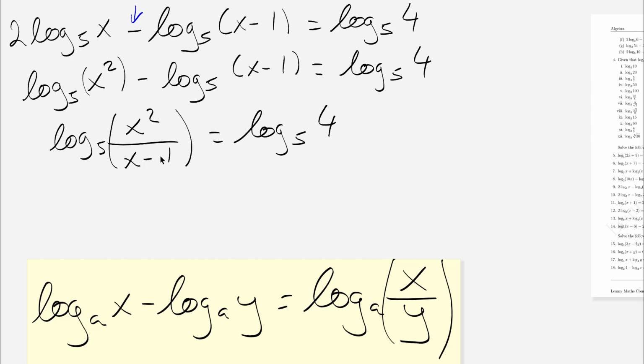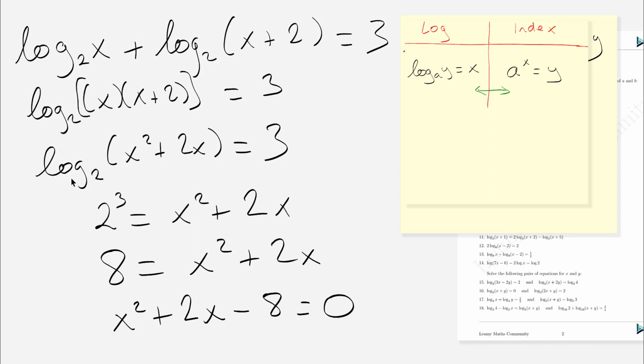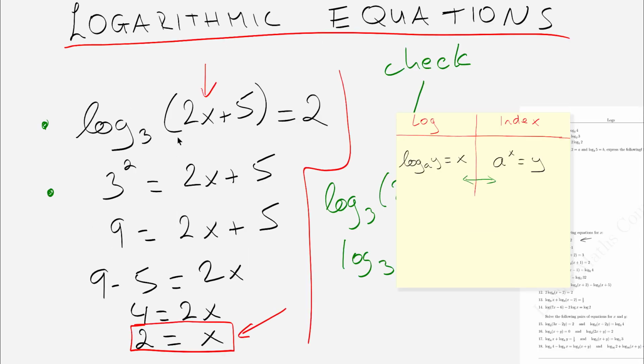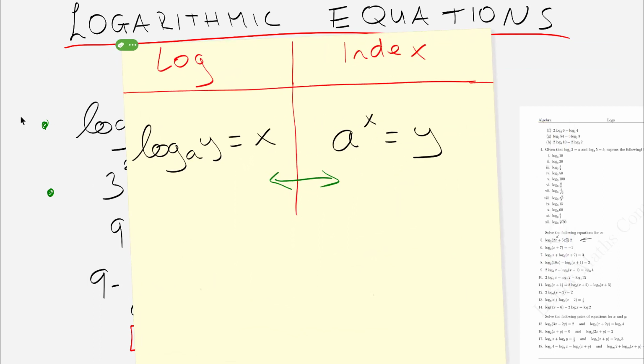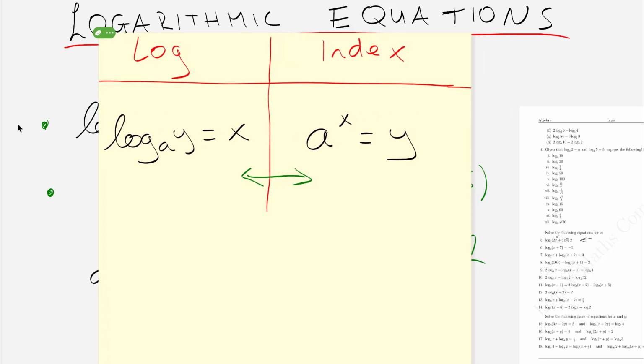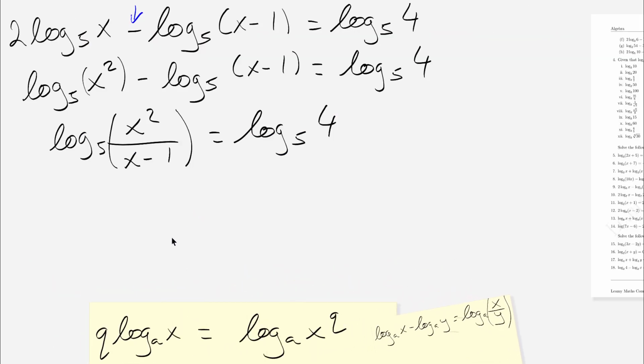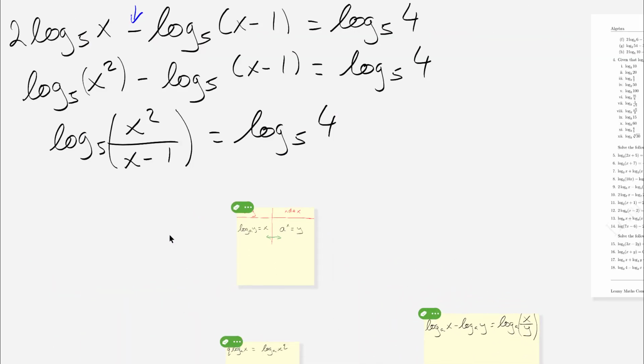Now this is slightly different to the previous two examples. In the previous two examples, when I did my work on the log rules, I had log equals a number. You see that there? I had log equals a number. And same in the first example, I had log equals a number. When you have log equals a number, that's when you can use this rule here to go from log form to index form, to turn it from a logarithmic equation into an algebraic equation. So that particular rule doesn't really apply in this situation.